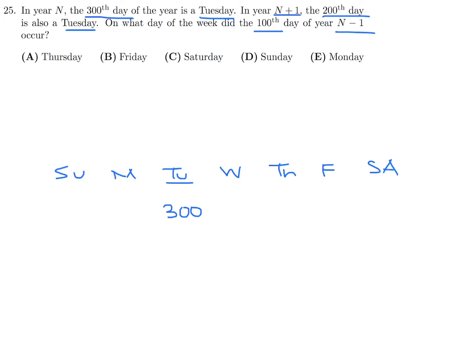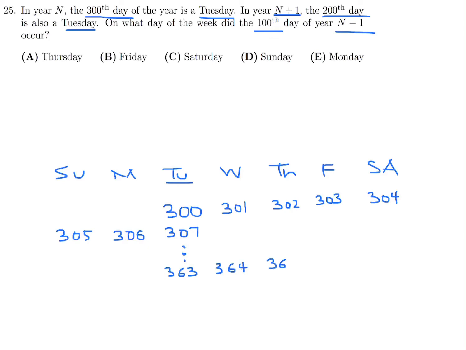Therefore, 301 is Wednesday, 302 is Thursday, 303 is Friday, and so on. But obviously, we're not going to plug them all in. We can keep adding sevens, because every 7 days it's going to be a Tuesday. You can easily do that in your calculator. Just type in +7 and keep hitting equals. It'll get to 363. So that means the 364th day is a Wednesday, 365th day is a Thursday.